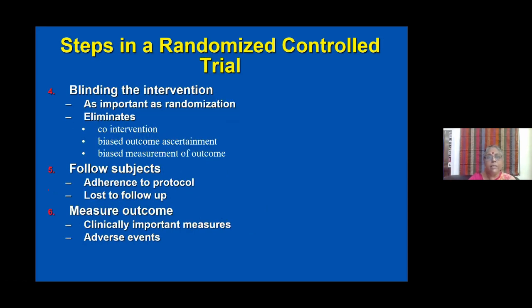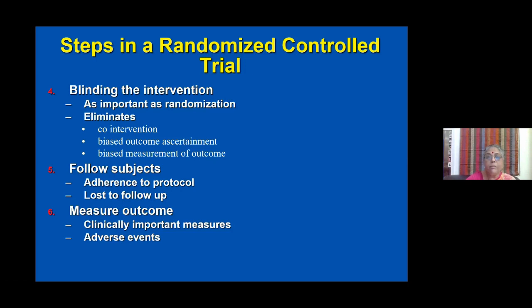It is as important as randomization because it eliminates co-intervention. Now, if the patient does not know that he's in the intervention arm, and if the researcher does not know that he's in the intervention arm, so it is less likely that they will do things, intervene in other ways so that the results go in their favor. So sometimes, generally driven by commercial interests, some people try to intervene in such ways and the results are biased. So biased outcome ascertainments and biased measurement of outcome.